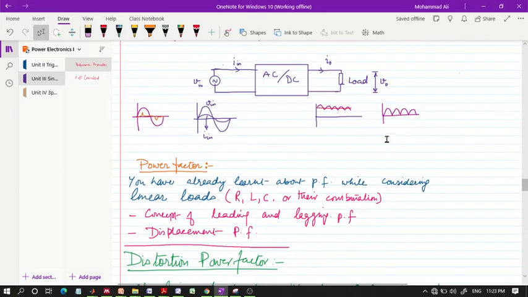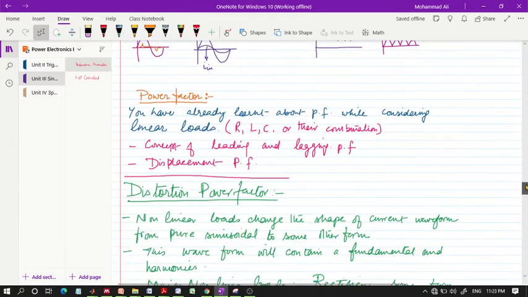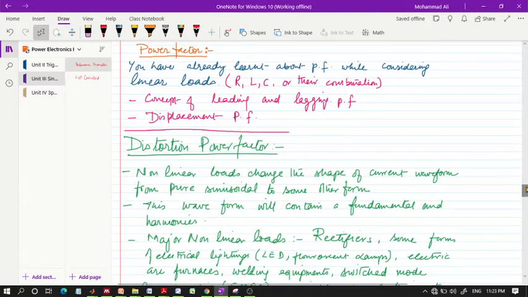We will come to the ripple part later on. We are considering the power factor first of all. We have already learned what the power factor is. In terms of linear loads, basically, we have the displacement power factor. That means if we have resistance or inductance or capacitance, then what happens?